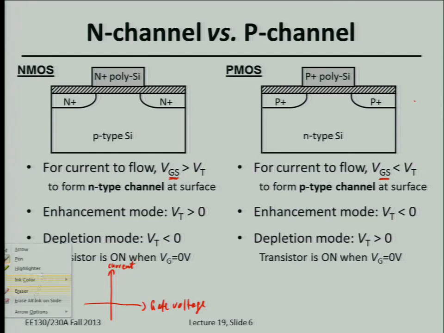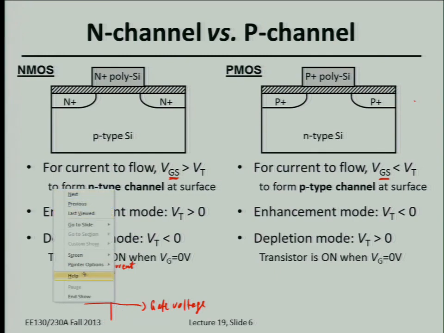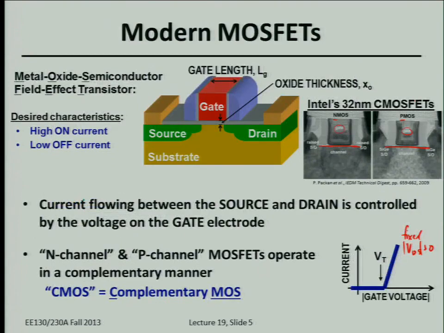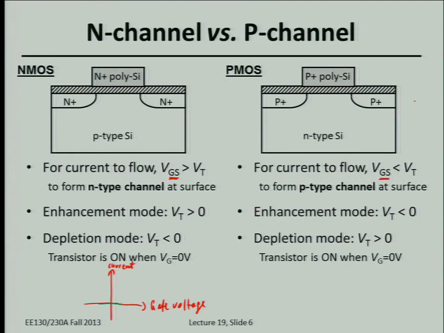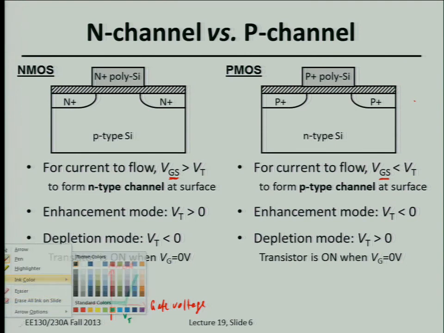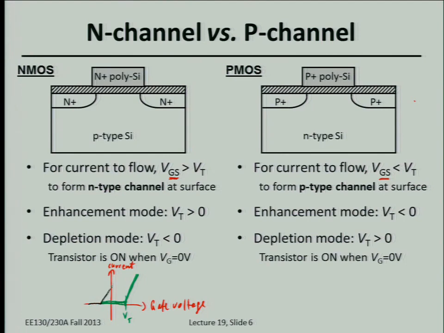There are two cases here. In enhancement mode, you have this kind of switching behavior, like I showed on the previous slide. So here's the threshold voltage. And then in depletion mode, the threshold voltage is less than 0.